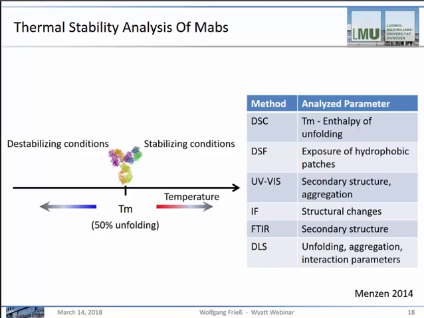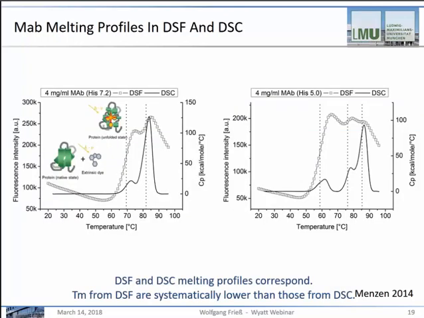Because what happens with our antibody molecules is that we measure TMs, 50% of unfolding, as defined based on DSC. But if we do a formulation study, we want to understand what are destabilizing conditions and what are stabilizing conditions. And under these conditions, TM should change to higher or lower. Here you can see this exemplarily for cetuximab.